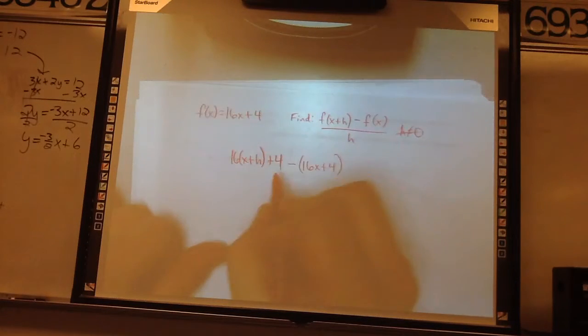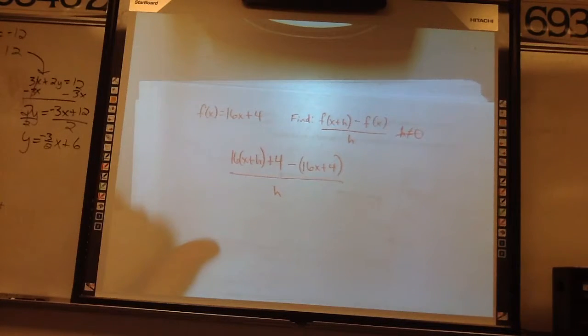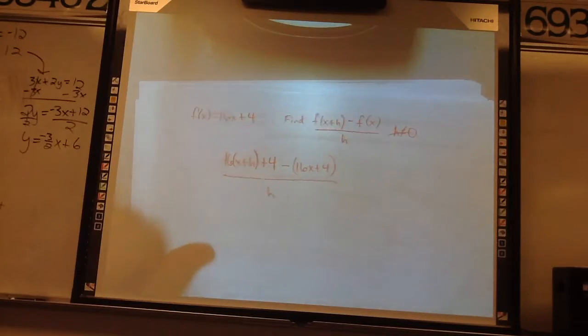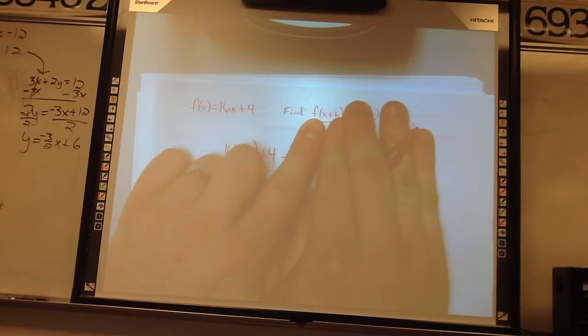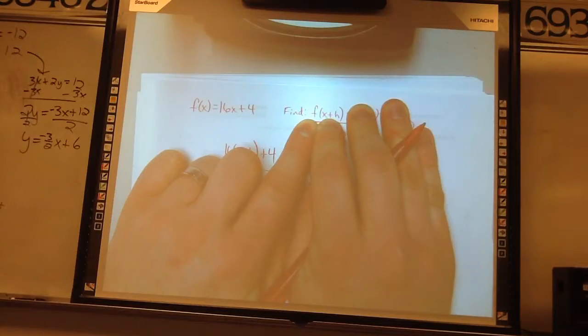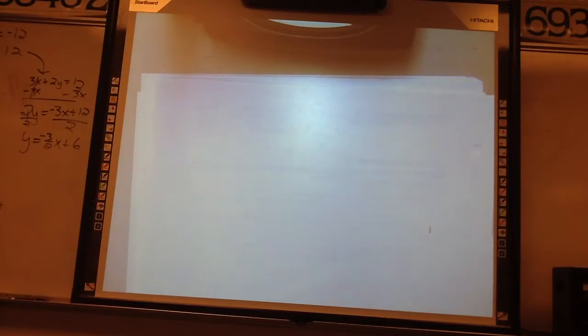How did the f turn into h? 16? Okay. F didn't turn into anything. This means, should it just be 16x plus 4 plus h? Isn't that what that means? No. Hold on, we gotta back up.